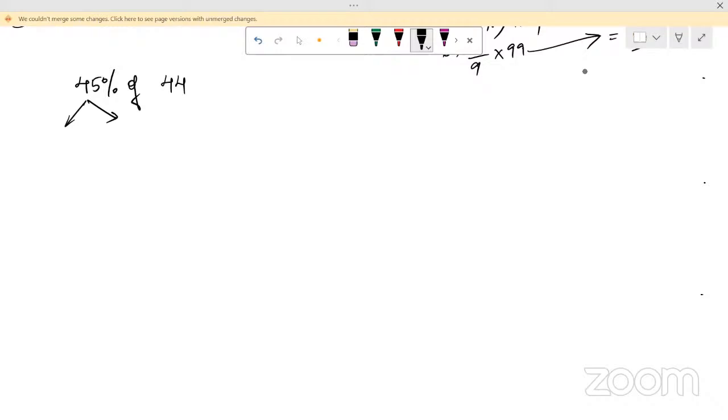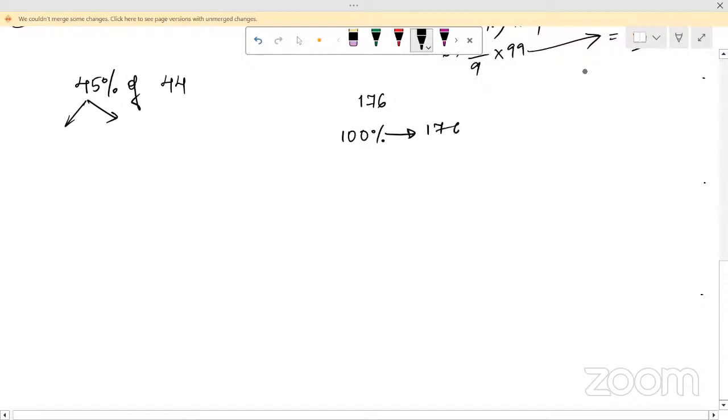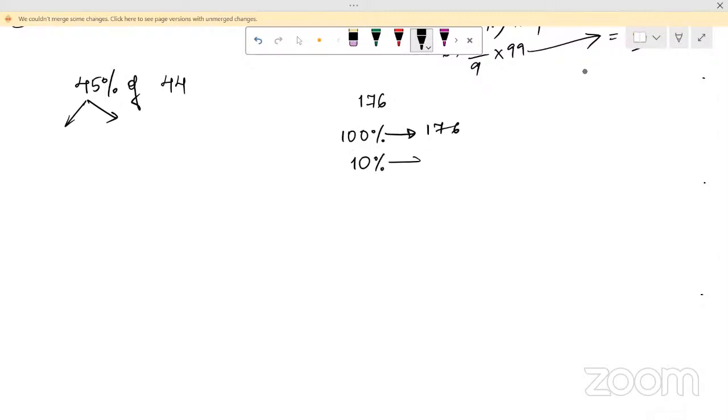Throw me any random 3-digit number. Let's say 176. If I ask you what is 100% of this number, what would you say? 176. If I ask you what is 10%? 17.6, because a decimal place shifted here, the same decimal place will shift here also. 1% will be 1.76. Exactly. Again, the decimal place shifted.